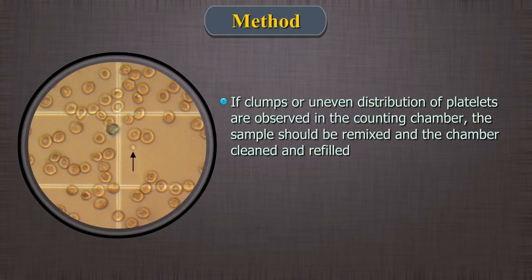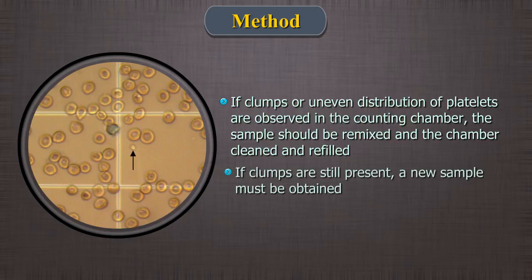6. If clumps or uneven distribution of platelets are observed in the counting chamber, the sample should be remixed and the chamber cleaned and refilled. If clumps are still present, a new sample must be obtained.